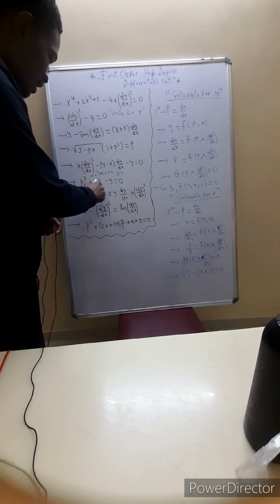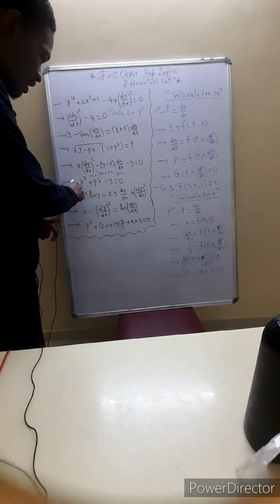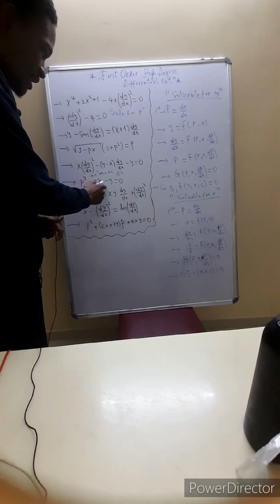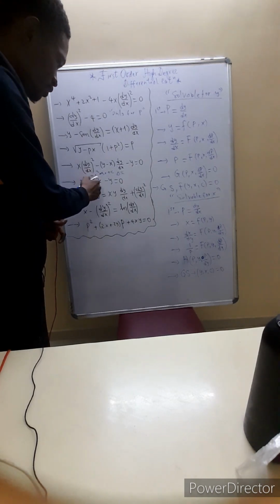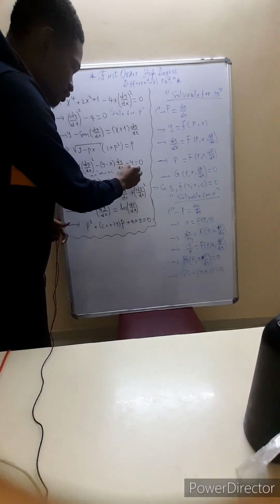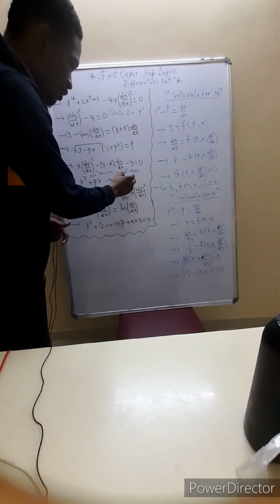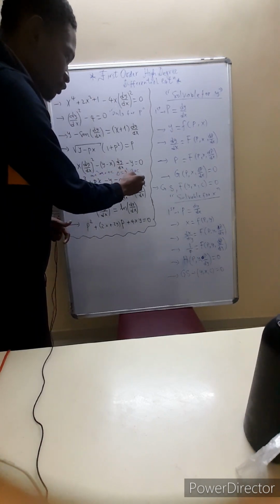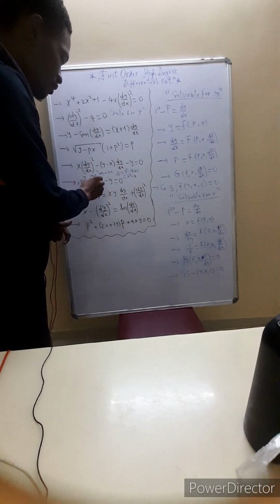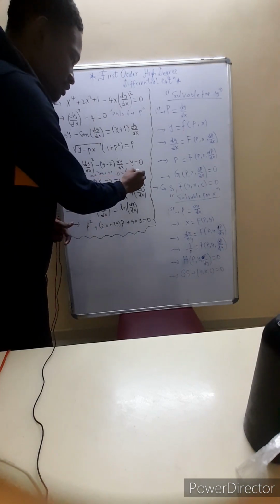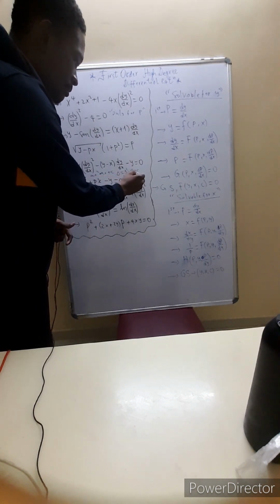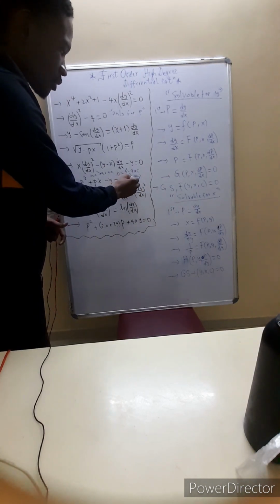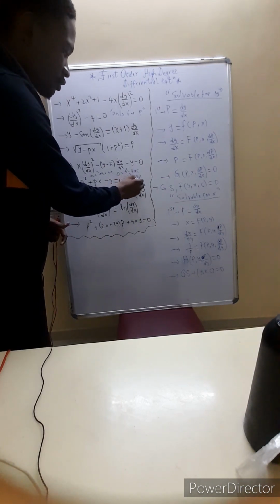Suppose here I consider this one as a, b will be what? x, and c will be minus y. So it will be b squared minus 4ac. Here b is x, squared, minus 4. What is a? 1. What is c? Minus y. So this will be x squared plus 4y.